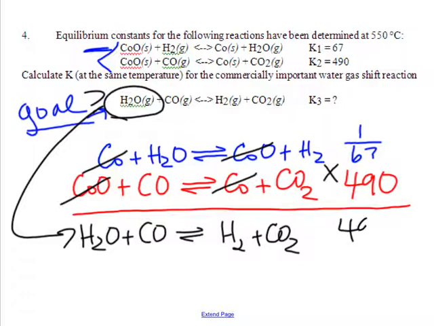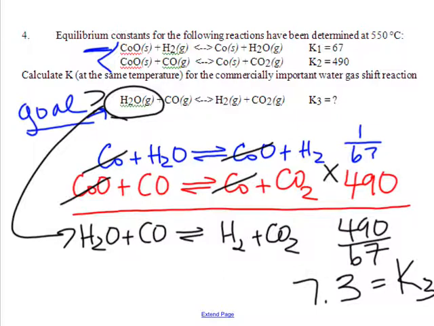Multiply them. So I get 490 times 1 over 67, which is 490 divided by 67, 7.3, is equal to my K3. No units. I know it feels weird. This is the only time I'm giving you permission to have naked numbers. Okay?